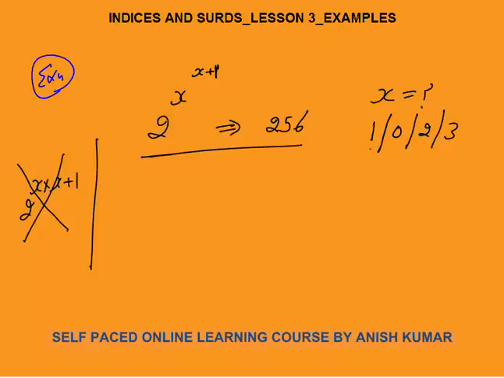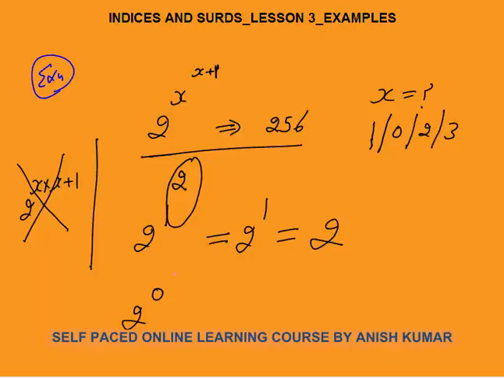You can use the options. Let's use option number first, 1. 2 raised to the power 1 raised to the power 2. Now how to solve such a number? You have to solve from the top. 1 power 2 is 1. 2 power 1 is equal to 2. Not equal to 256. This is not our answer.